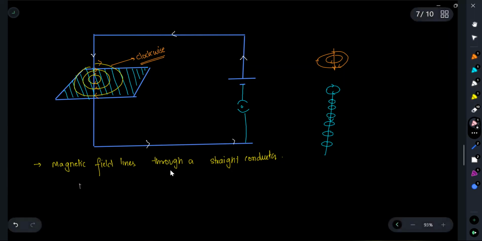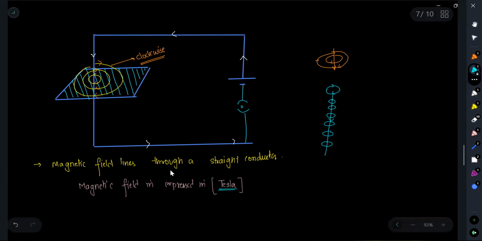Magnetic field is expressed in टेस्ला. ठीक है. टी. सही ऐसा वाले नहीं आता सर मैंने साथ में लिखे नहीं टी लिखते हैं.